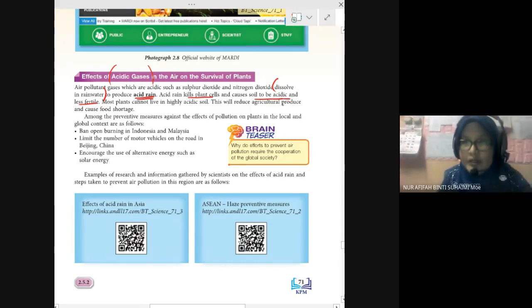The soil becomes acidic once it dissolves into the soil. Not good for plants. Okay, most plants cannot live in highly acidic soil. It will reduce agricultural produce and cause food shortage. So the crop yields become less, or decrease, and cause food shortage. Vegetables and fruits will also reduce.